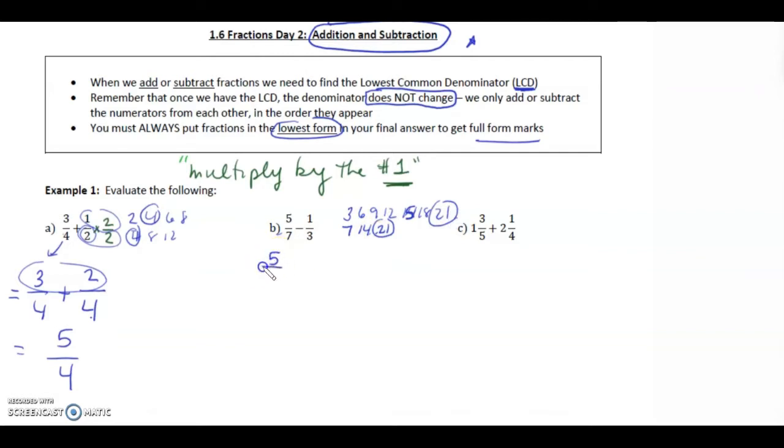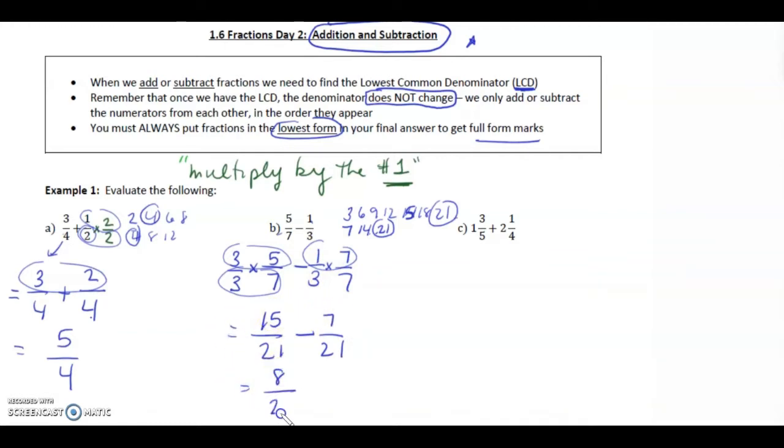So our lowest common denominator is going to be 21. So the 5 over 7, we're going to multiply by 1, but it's going to be like 3 over 3. And then the 1 over 3, we're going to multiply by 7 over 7. So we get 15 over 21 minus 7 over 21. So 15 minus 7, we're left with 8 over 21.